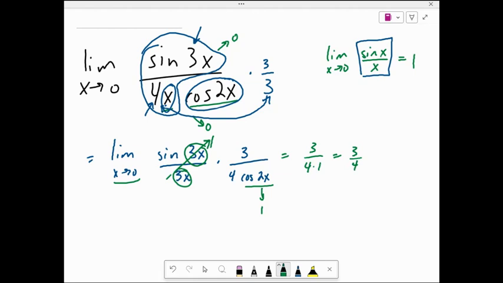So focus on what the problem is. It's that sine x over x, or the sine of 3x over 4x. Move things around, manipulate them, reorganize them so that you can use the limit property that you have at your disposal, and then see what you can do.